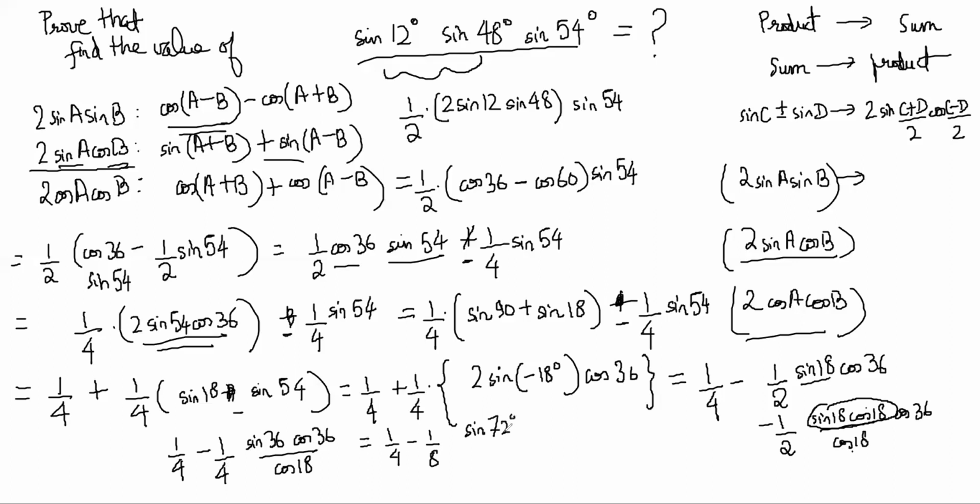This becomes sine 72 by cos 18. Sine 36 and cos 36 is half sine 72. That is clear to everyone, because sine 2 theta is 2 sine theta cos theta, right? So now you see that sine 72 by cos 18 is 1, because sine and cos are complementary. Cos 18 is equal to sine 72. This ratio becomes 1, and you get 1 by 4 minus 1 by 8, which is equal to 1 by 8. So eventually all of it worked out nicely and you got 1 by 8.